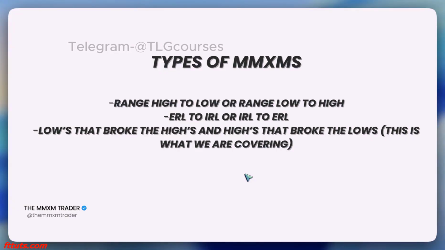Okay, so there's different types of MMXMs. Okay, there's a range high to low or a range low to high, right? We've been over the ranges, right? A range is an MMXM, right? This is common knowledge, okay? Or external to internal range liquidity or internal to external range liquidity. Again, those are MMXMs. There will be a market maker model within those two variations, okay? And this is common, right? I have taught the ERL to IRL in my first course, and now it's mainstream that they're MMXMs.